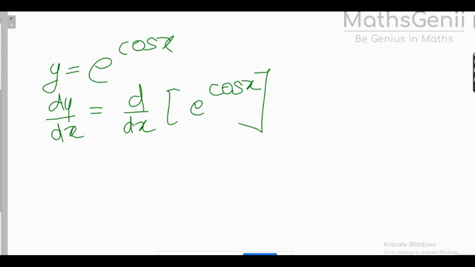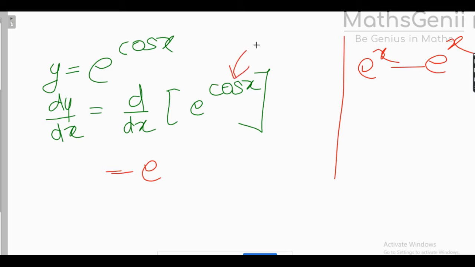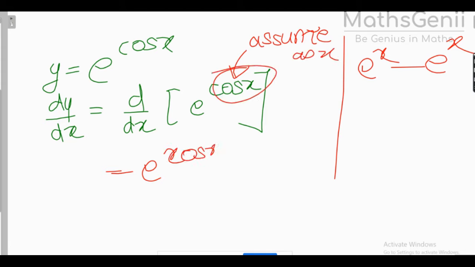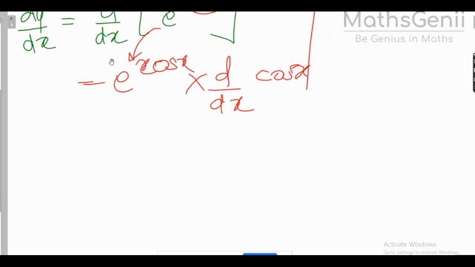What is the formula of derivative of e raised to x? It's e raised to x only. Derivative of e raised to x is e raised to x. So let me assume this function as x. E raised to x into derivative of the function assumed as x. E raised to x derivative is nothing but e raised to x only. Okay, that remains the same. The formula for e raised to x is e raised to x.